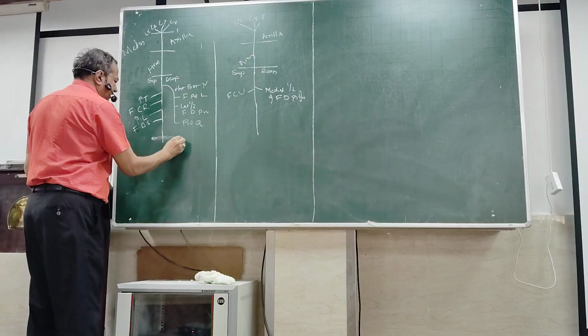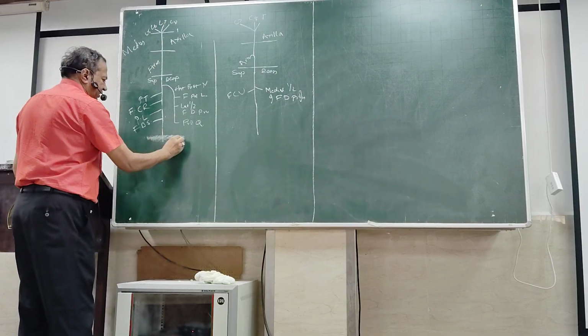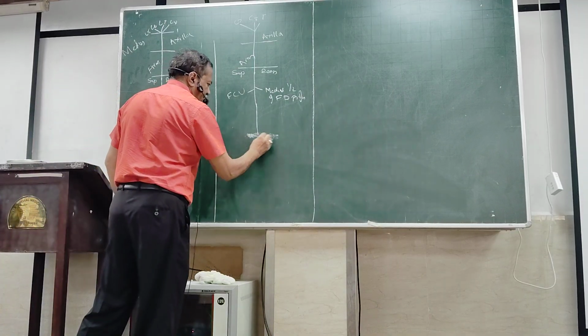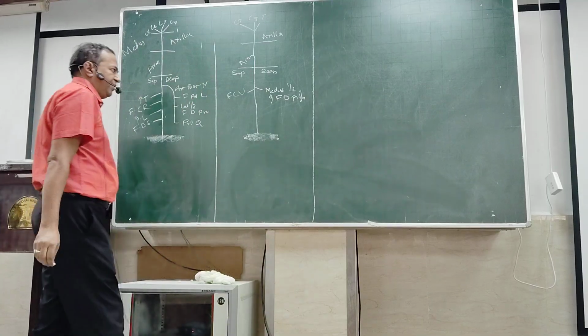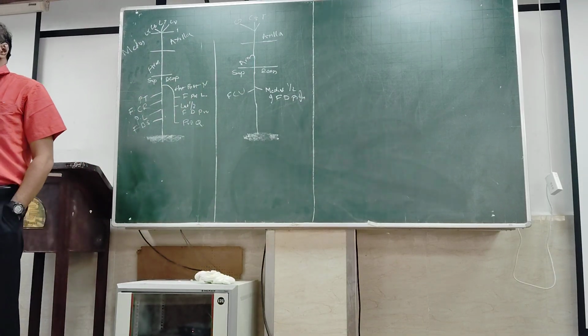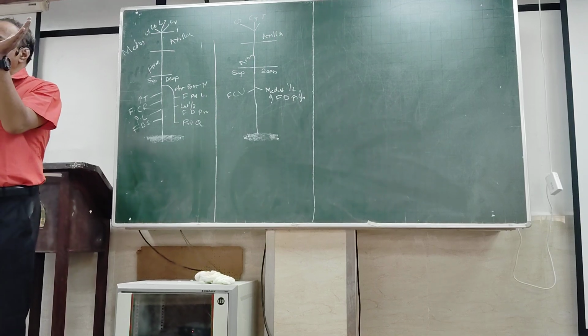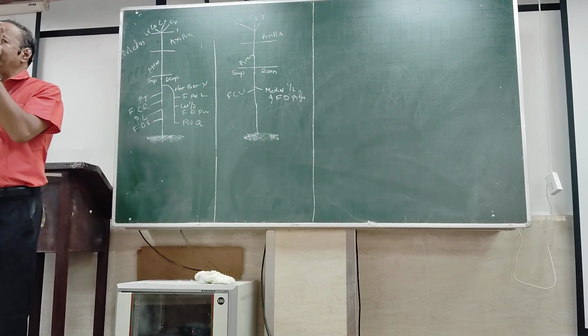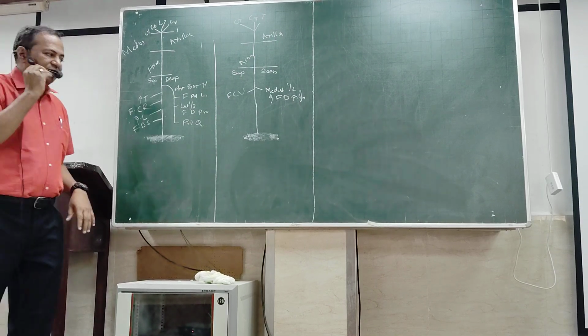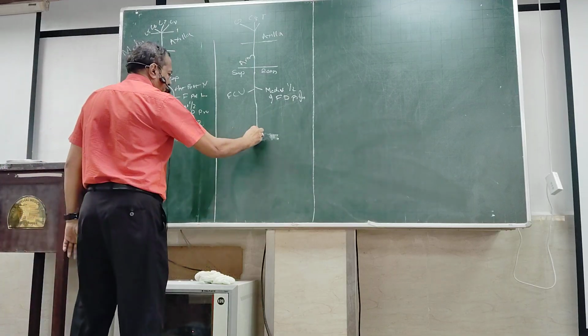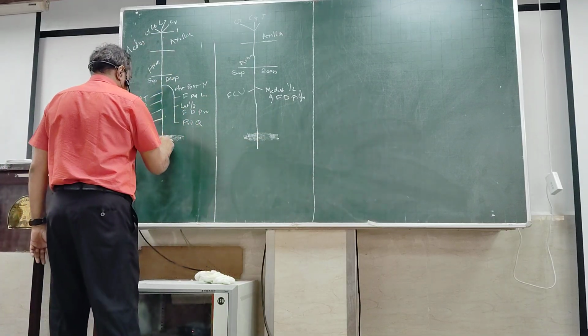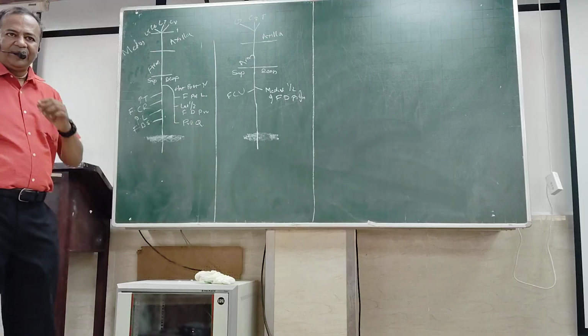Then comes the flexor retinaculum. Median nerve passes below the flexor retinaculum to reach the hand, which is called the carpal tunnel, while ulnar nerve passes above the flexor retinaculum. Okay?